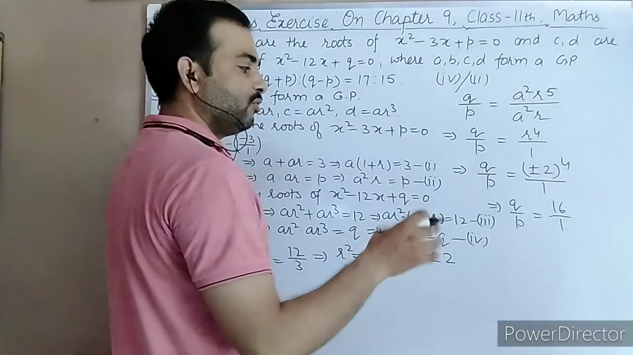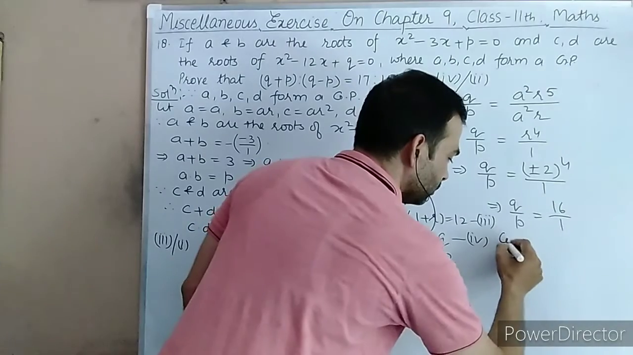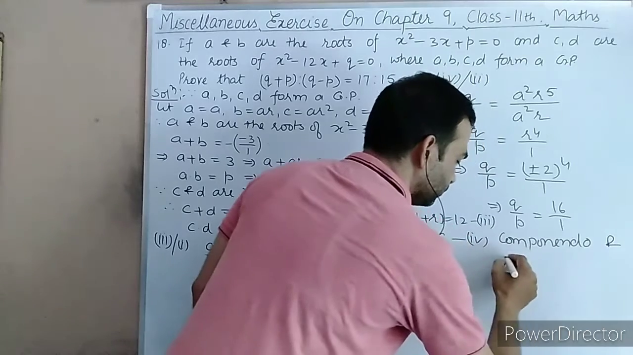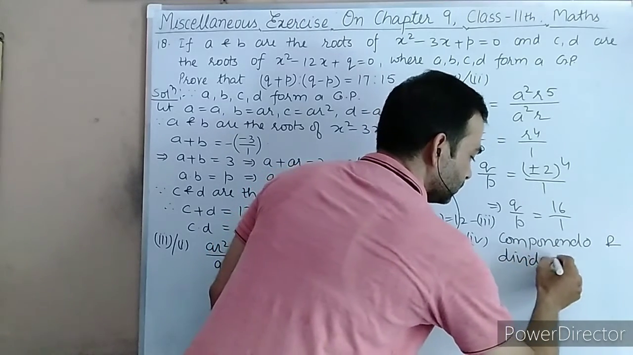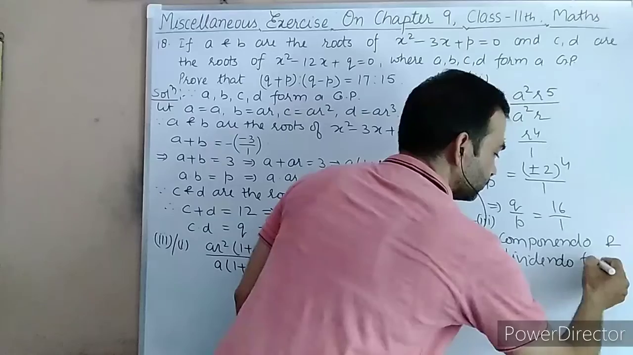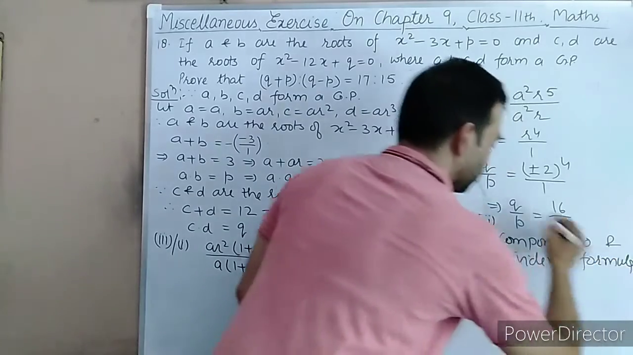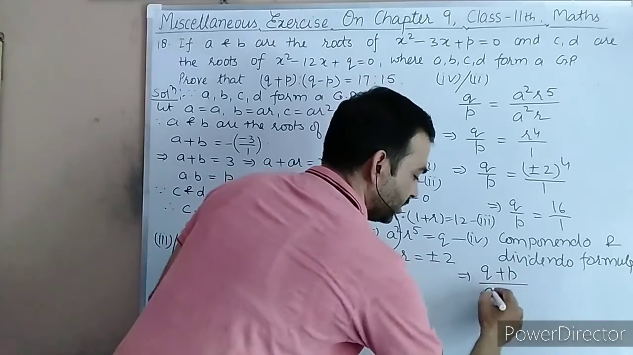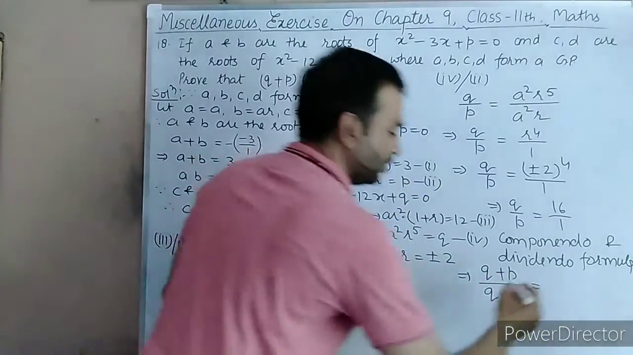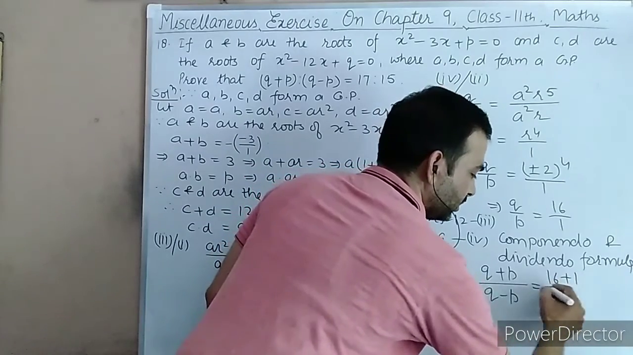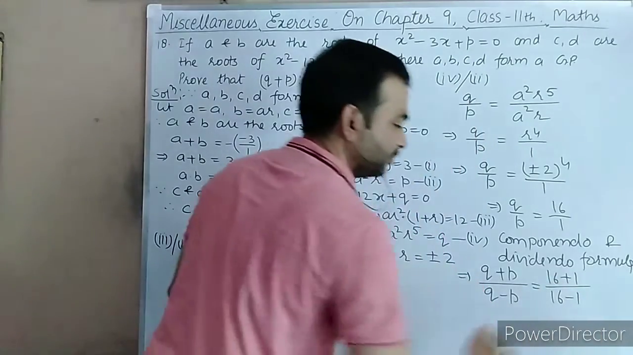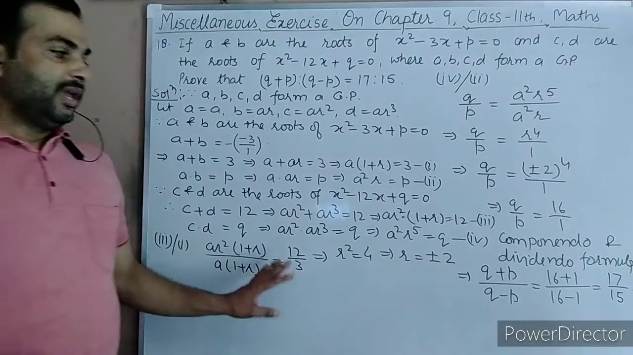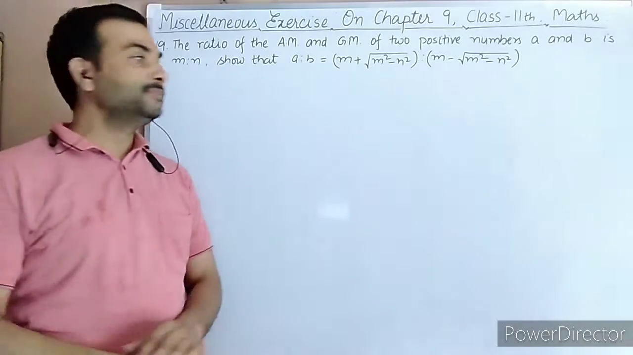Now we can use the componendo and dividendo formula. So this implies (q + p) divided by (q − p) is equal to (16 + 1) divided by (16 − 1). So it is equal to 17 by 15. Hence proved.